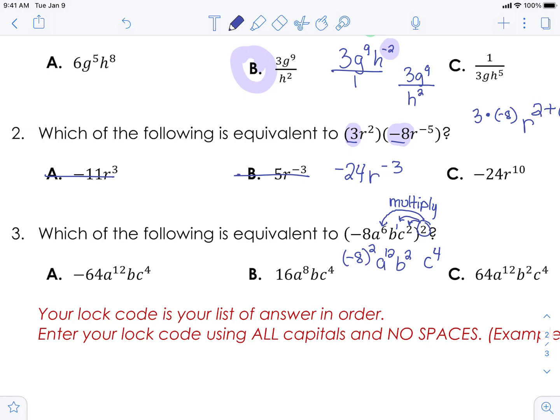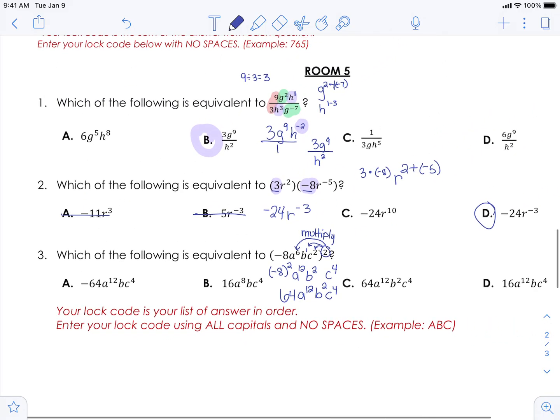Now the negative 8 needs to go in parentheses when you square it. So negative 8 times negative 8 is a positive 64, a to the 12th, b squared, c to the 4th. If I look at my answer choices, the only answer choice that has a positive 64 would be answer choice C, and everything matches up as far as exponent goes.